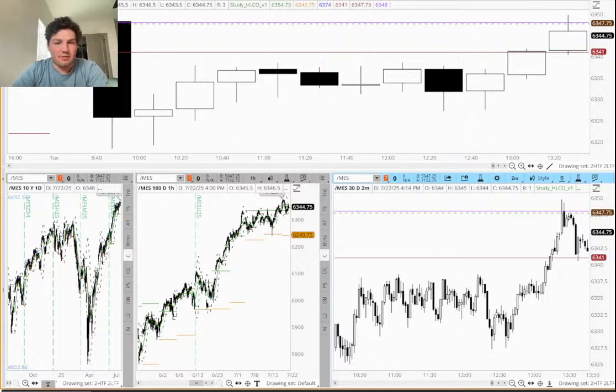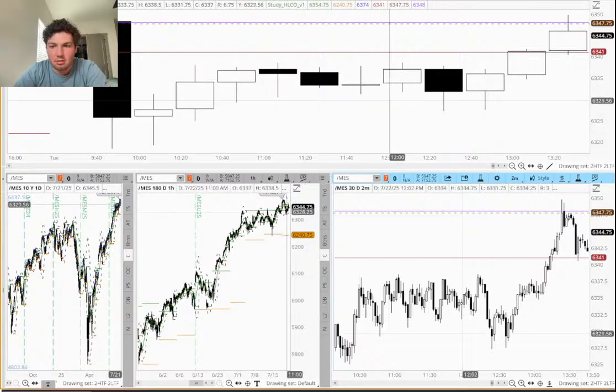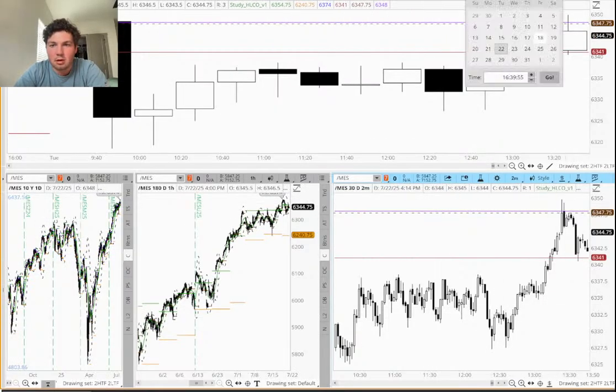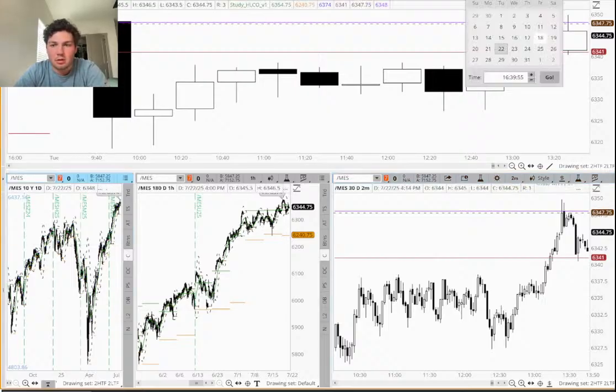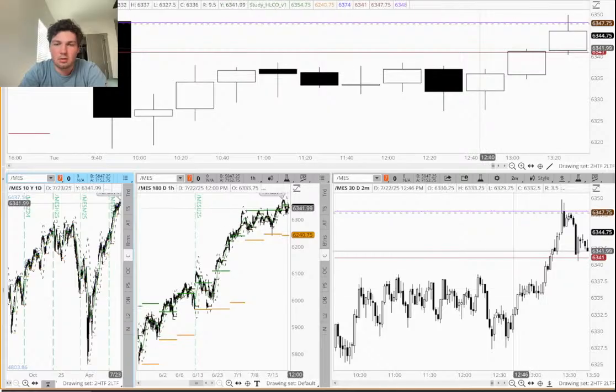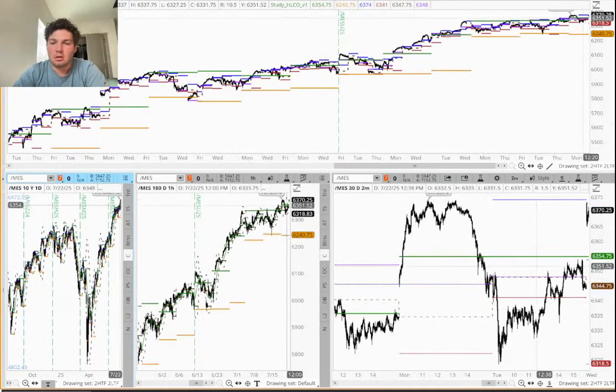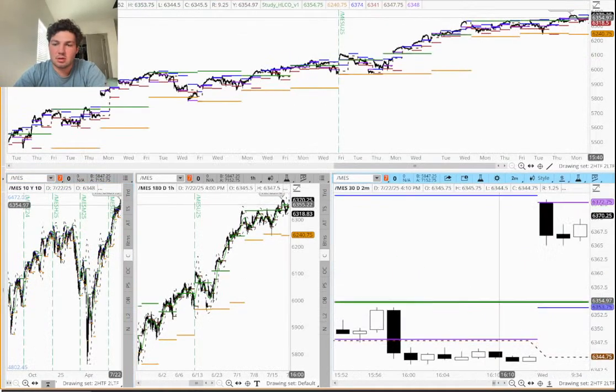So far we're up 11.5 R and it's been 3 days. That's really good. Really good. All right, we'll go to July 23rd now, and we'll go to the first 10 minutes.